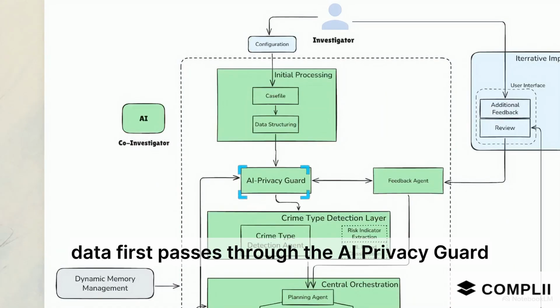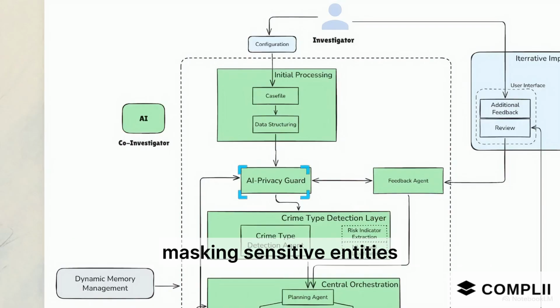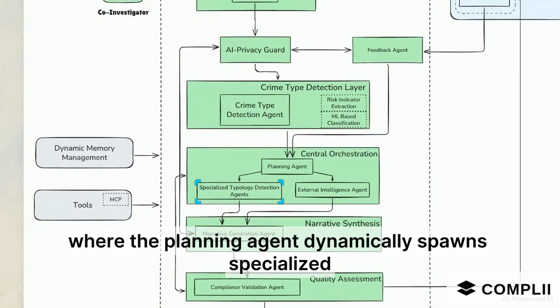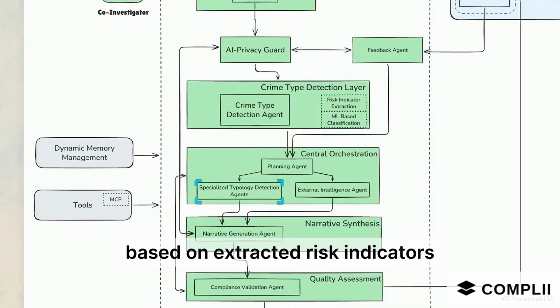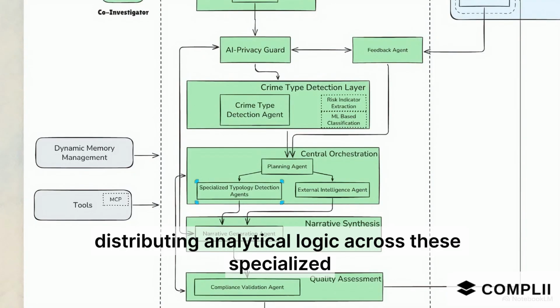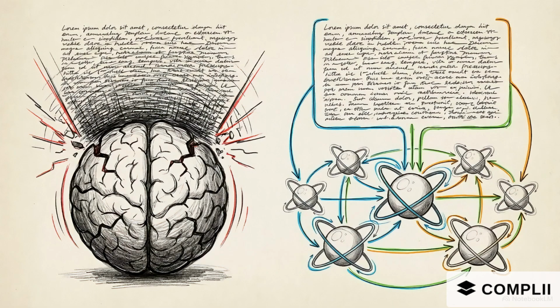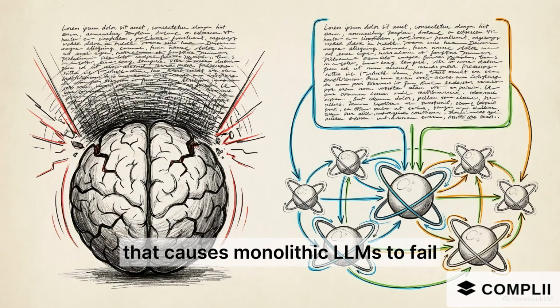This schematic details the reasoning phase. Data first passes through the AI privacy guard, masking sensitive entities before touching external models. Anonymized data reaches central orchestration, where the planning agent dynamically spawns specialized typology detection agents based on extracted risk indicators. Distributing analytical logic across these specialized algorithmic agents prevents the context window collapse that causes monolithic LLMs to fail.